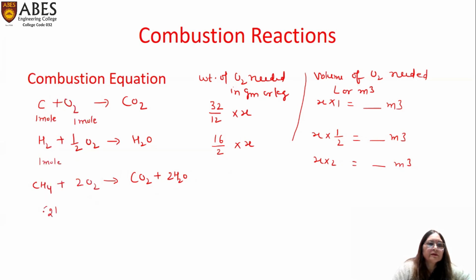C2H4 plus O2 forms CO2 plus H2O. According to volume, 1 mole of ethene requires 3 mole of oxygen. So how much for x? x into 3.